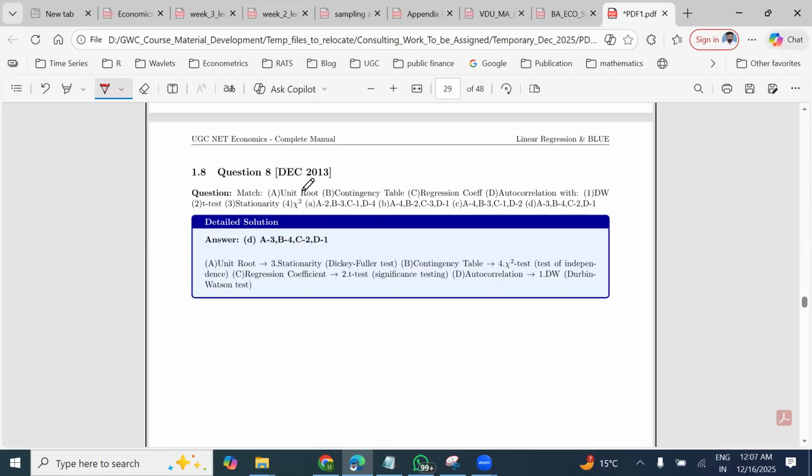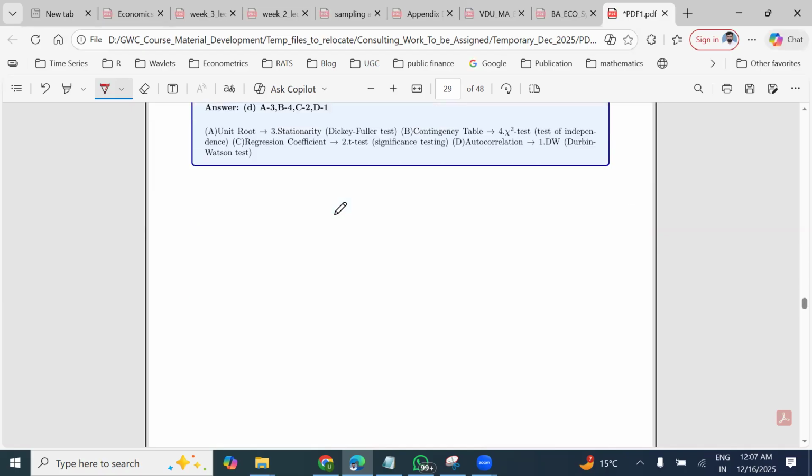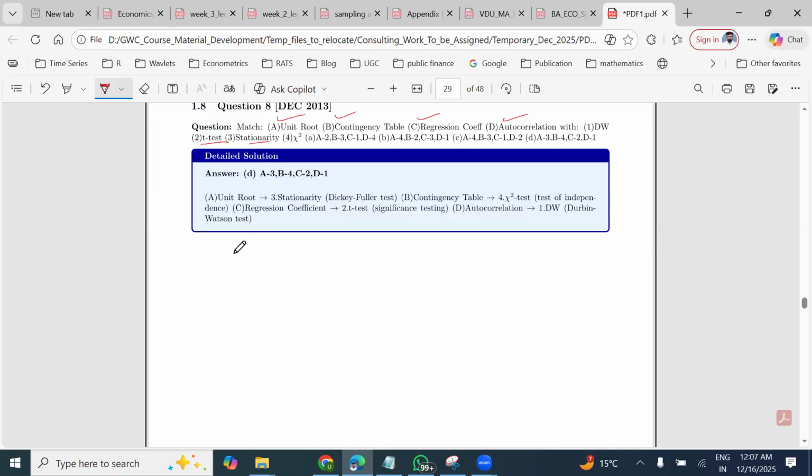Now let's see this matching. This is not in the correct form as a question, but we can match: unit root, contingency table, regression coefficient, autocorrelation, with the DW test, T test, stationarity. I will write it over here. First we will write unit root test. You tell me which is important over here. Which one? Third, right? Yesterday we discussed stationarity.